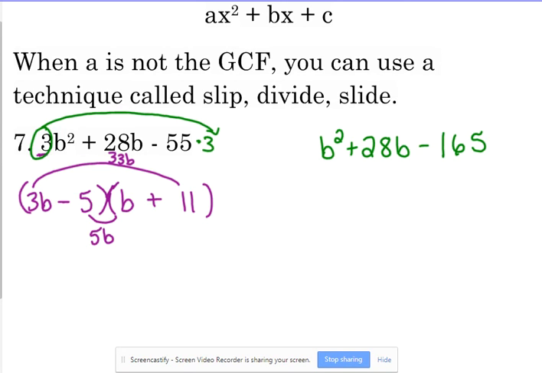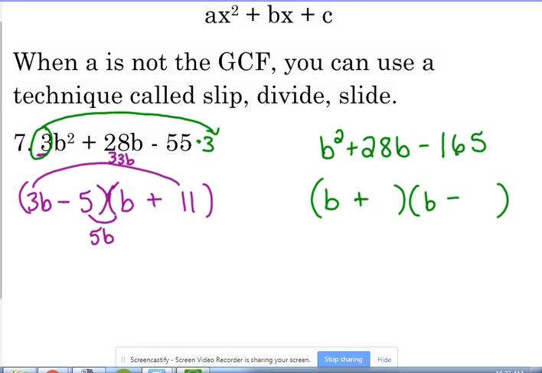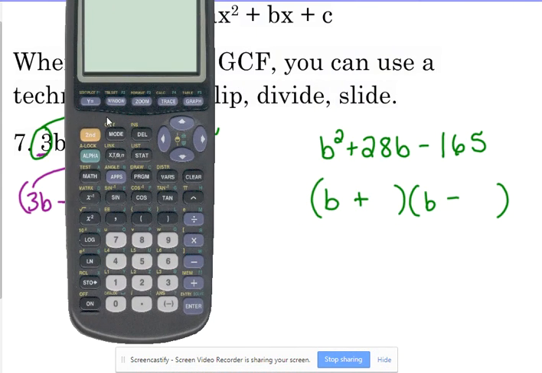Now I have a much simpler case of factoring, because I can go ahead and put b and b, and I can put my signs in there. 165 is negative, so I have opposite signs. One's positive and one is negative. Now I've just got to figure out the factors of 165. One of the things I don't like about this method is you usually end up with a pretty big number at the end. So finding the factors might take a little bit of time. But some people really like this method. I see that 165 ends in 5, so I'm going to start with 5.